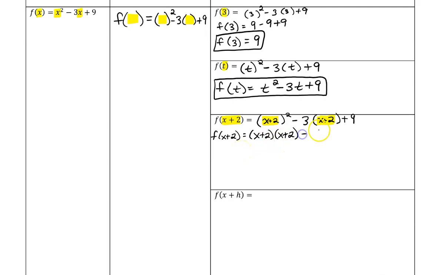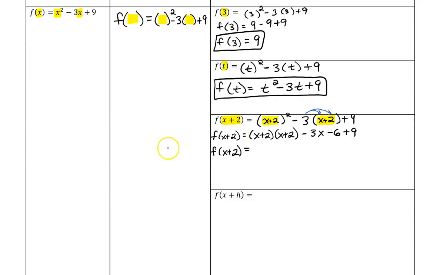Okay. And then over here on the 3 times the x plus 2, that's just a single term. So I can multiply that one in. I'm going to go ahead and do that now. So I'm going to have minus 3x minus 6 plus 9. All right, so let's do the FOIL then. Let's see what this all multiplies out to be.